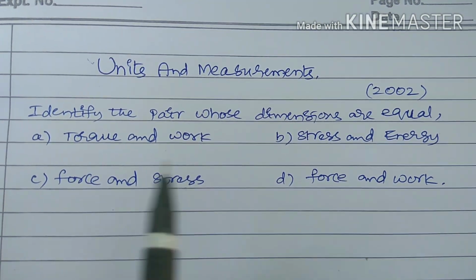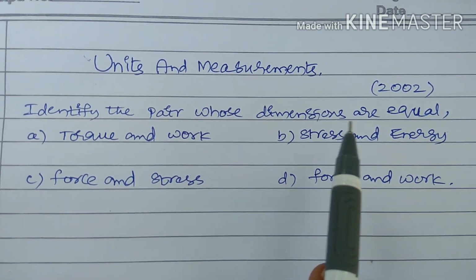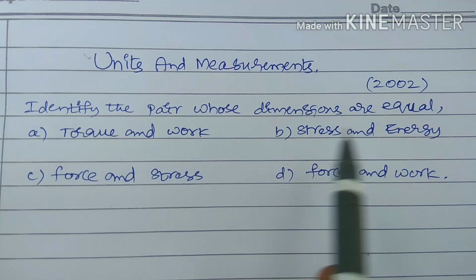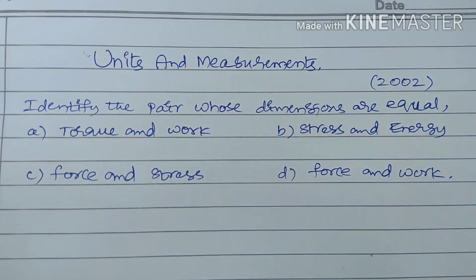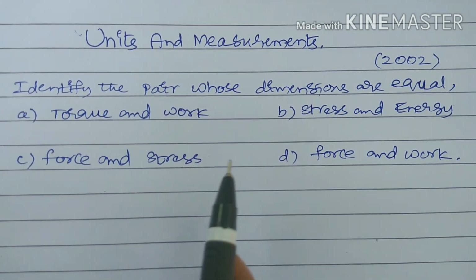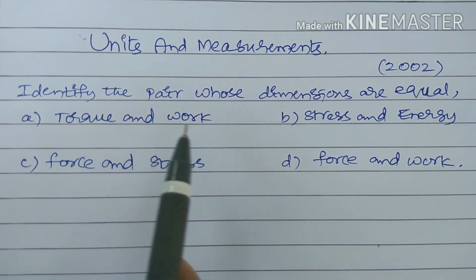Now let us start our topic. So here the question is: identify the pair whose dimensions are equal. Option A, torque and work. Option B, stress and energy. Option C, force and stress. Option D, force and work. Now we need to explain all the dimension formulas for the physical quantities given.